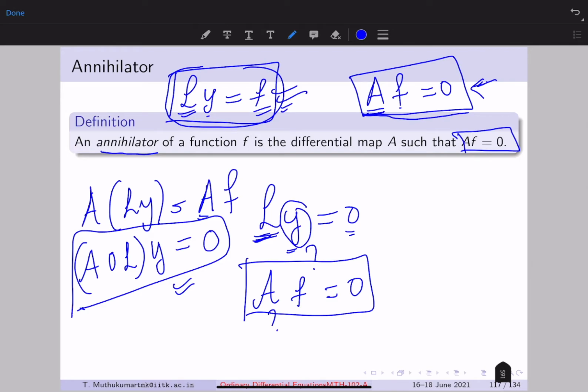So given f, you look for the differential operator such that Af is 0, and using that you can change the ODE to a homogeneous ODE, and if you can solve this homogeneous ODE, you have solved this non-homogeneous ODE, okay?